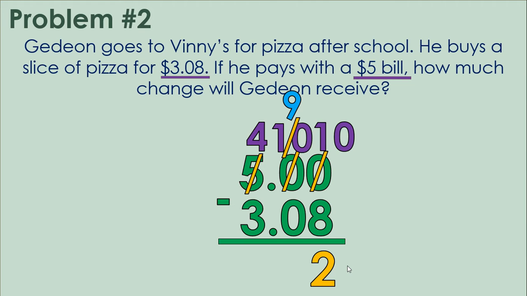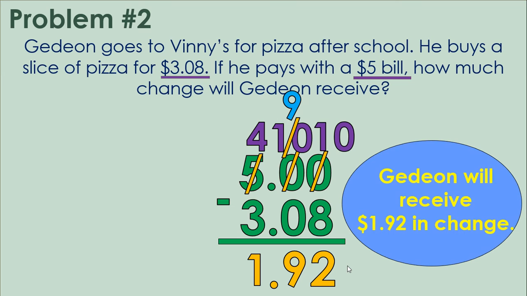9 tenths minus 0 tenths is 9 tenths. Don't forget that decimal point. And now 4 ones minus 3 ones is 1 one. So Gedeon will receive $1.92 in change.